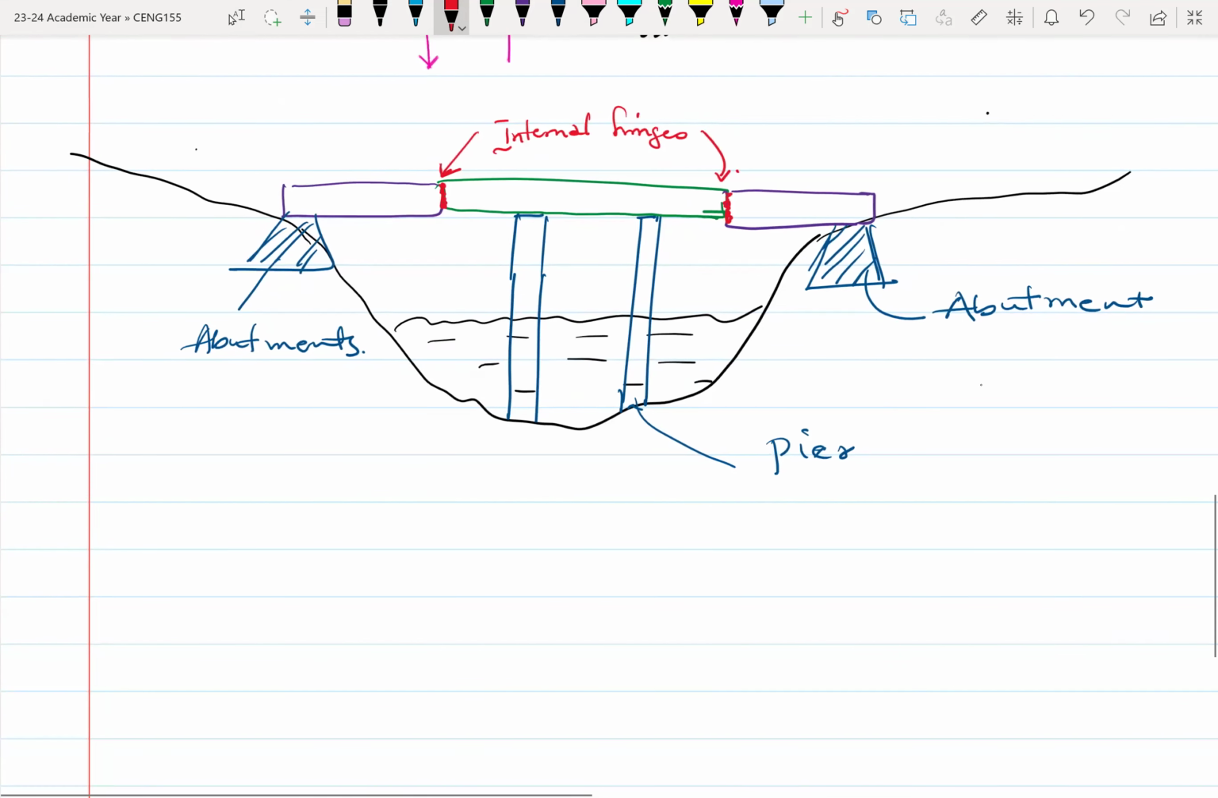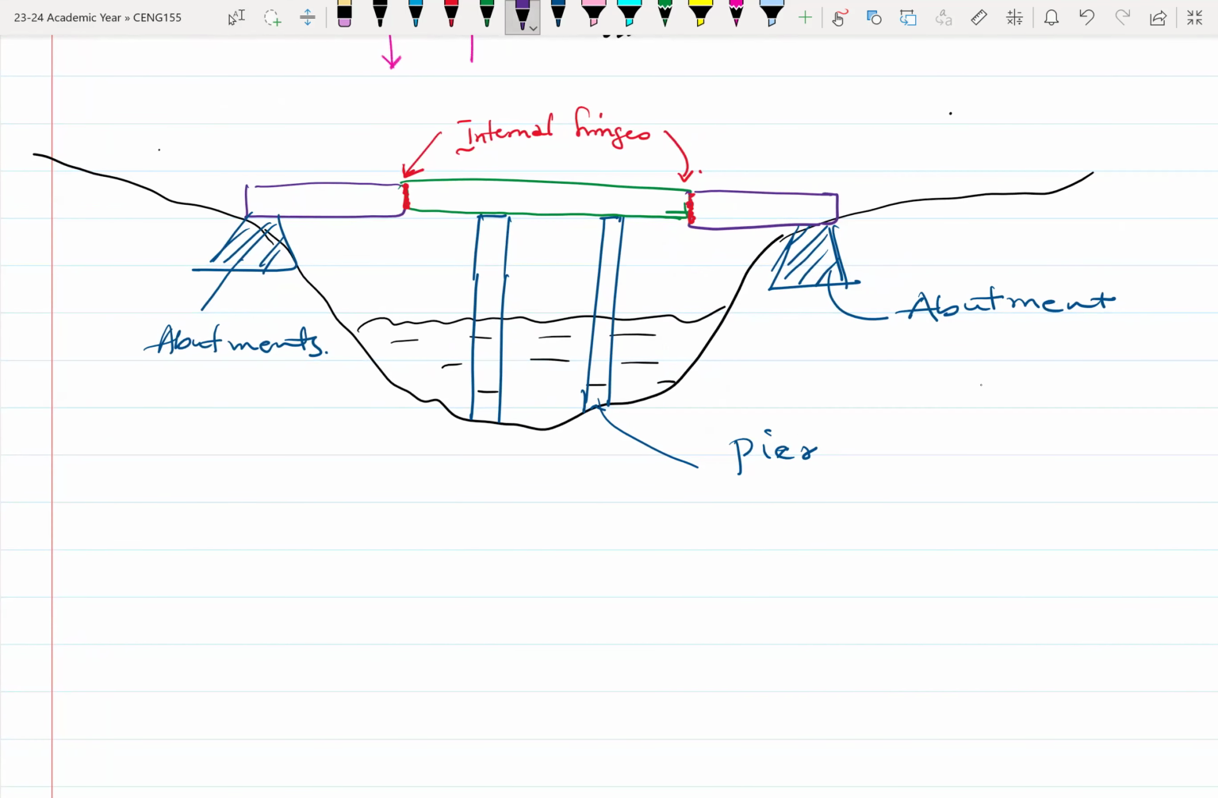So sometimes you might see certain bridges, and this is how they look. You could have, maybe it looks something like this way. Then there is a portion looking like that. Okay.